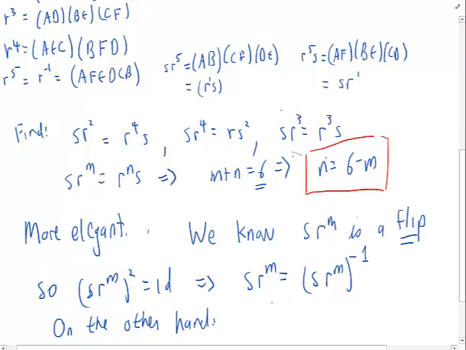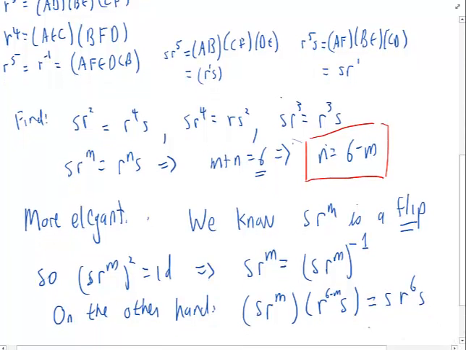Now, on the other hand, you may observe that if I take sr to the m and multiply that by r to the something times s, what will I get? Well, if this r to the m and this r power combine together to give me the identity, then I have an s and s, which also gives me the identity. So I can write here r to the 6 minus m, if I use the associative law, that's the same as r to the 6th s, and that's just going to be equal to ss, which is equal to the identity.